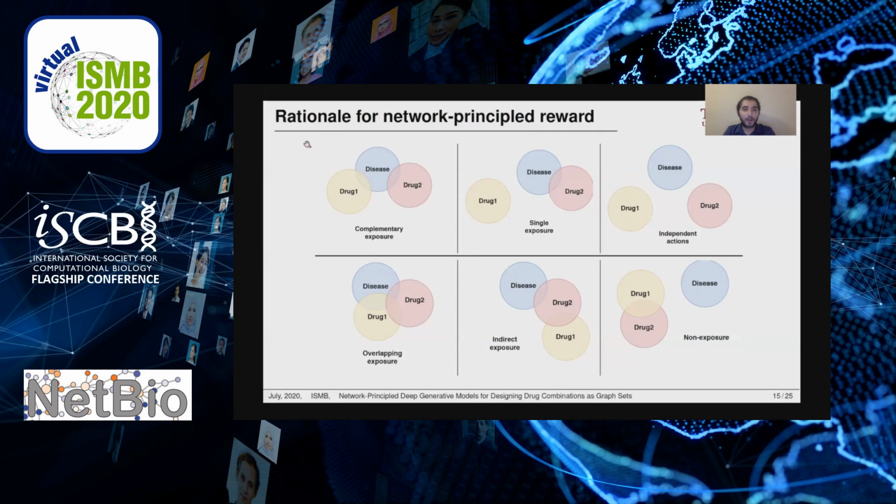I have talked a lot about the network biology principle, but what is it? Suppose that we have a disease module and two drug targets. There can be six situations between them: complementary exposure, single exposure, independent actions, non-exposure, indirect exposure, or overlapping exposure. It has been shown, based on FDA-approved drug combinations, that the complementary exposure is the best one. And we have created a network-based reward based on this complementary exposure.